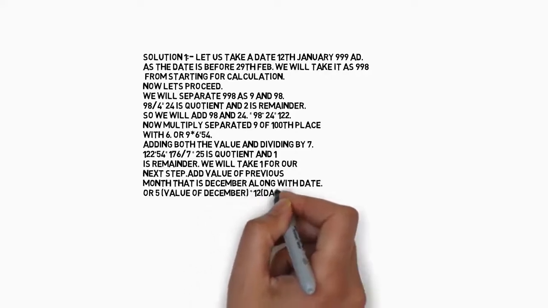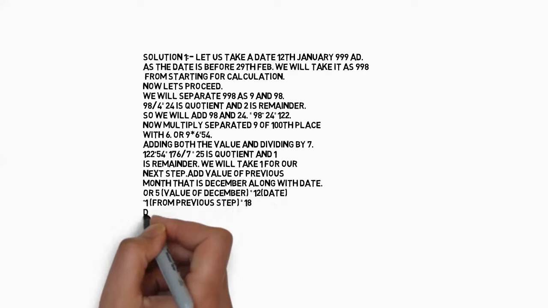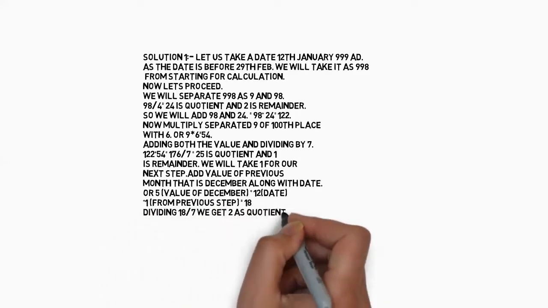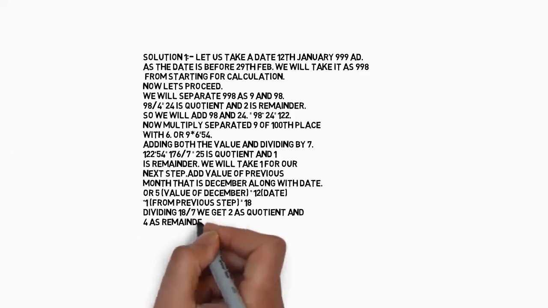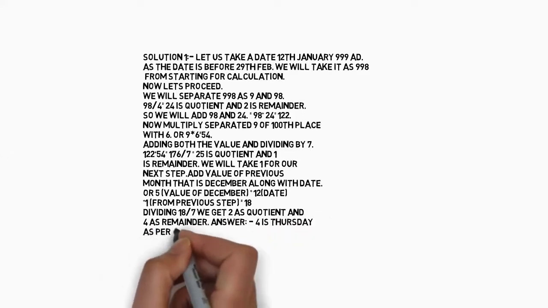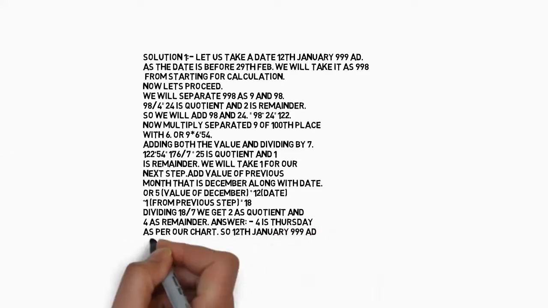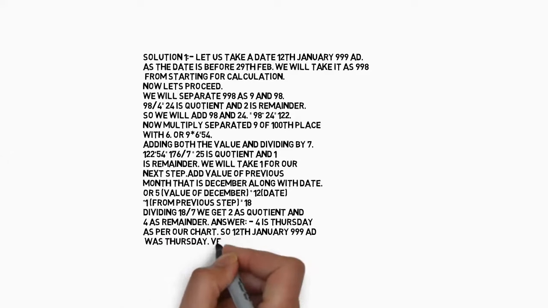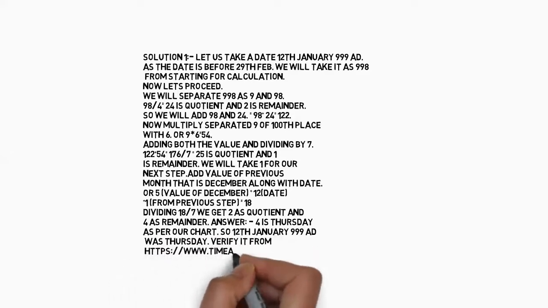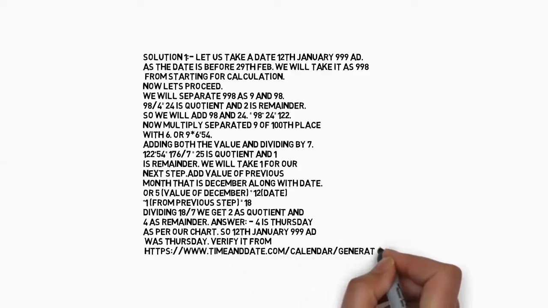Add the value of the previous month, that is December, along with the date. Or 5, value of December, plus 12, date, plus 1 from the previous step, equals 18. Dividing 18 by 7 we get 2 as quotient and 4 as remainder. Answer: 4 is Thursday as per our chart. So the 12th of January 999 AD was Thursday.